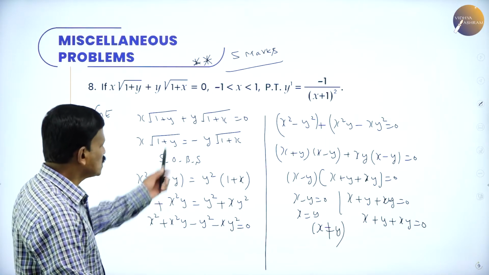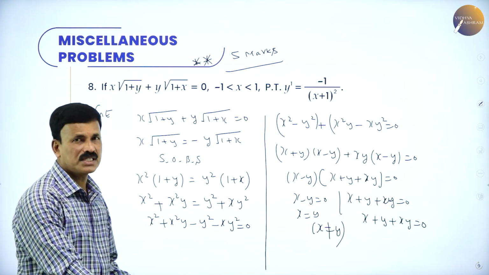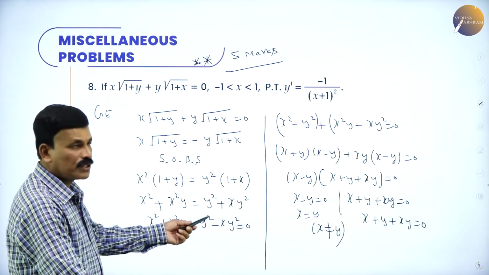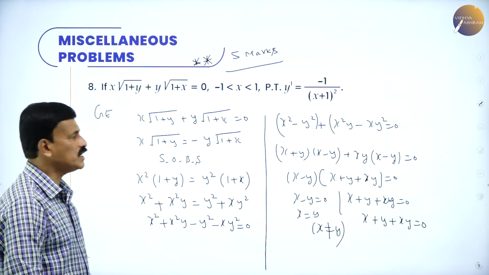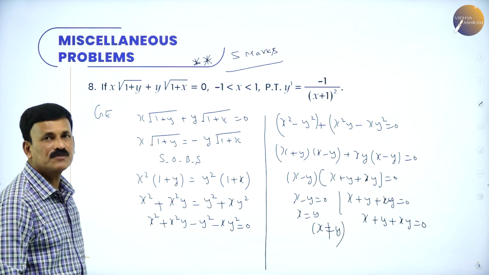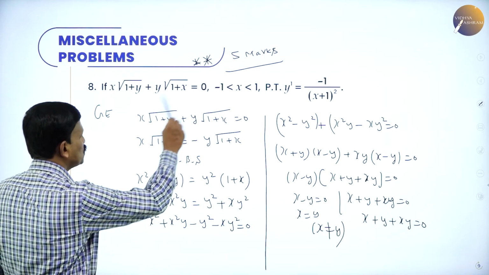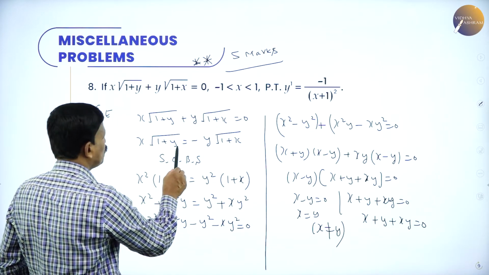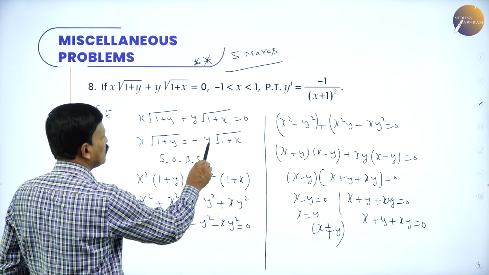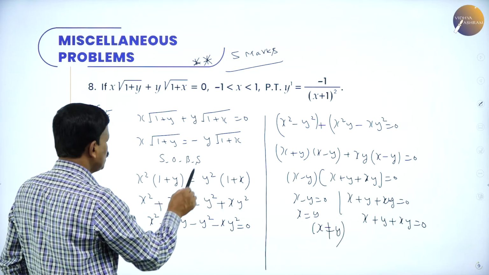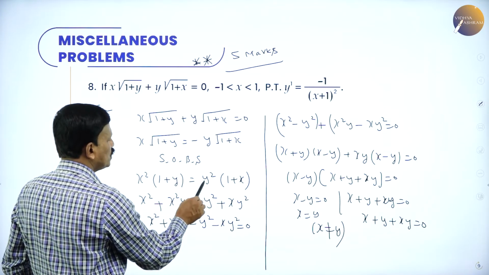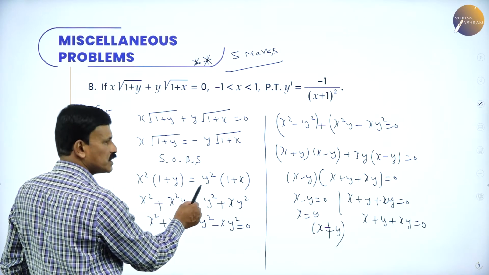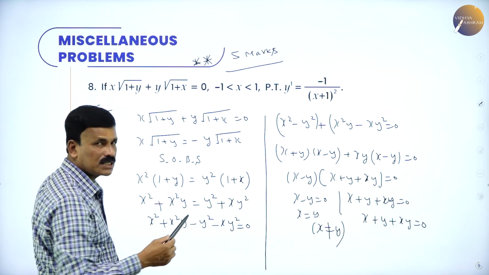Okay. Now this is the simplified step. First simplify this. That is why it is a very important problem. So what is given? x into root of 1 plus y into root of 1 plus x is equal to 0. Transfer this to the right hand side. x into root of 1 plus y is equal to minus of y into root of 1 plus x. Squaring on both sides, x square into, the square root gets cancelled. Minus y square, minus into minus is plus, it is y square. Minus becomes plus.